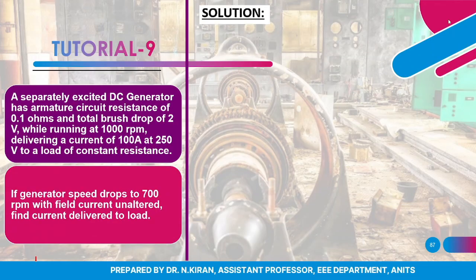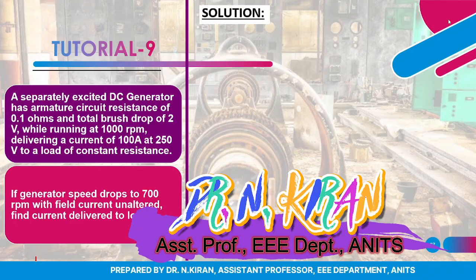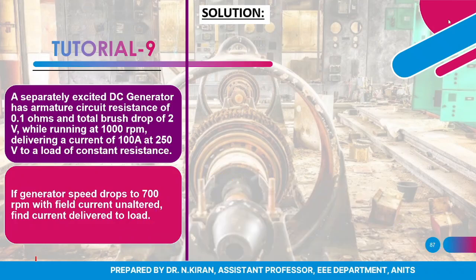My ninth tutorial: a separately excited DC generator has armature circuit resistance of 0.1 ohms, total brush drop 2 volts, while running at 1000 rpm, delivering a current of 100 amps at 250 volts to a load of constant resistance. If generator speed drops to 700 rpm with field current unaltered, find current delivered to the load.